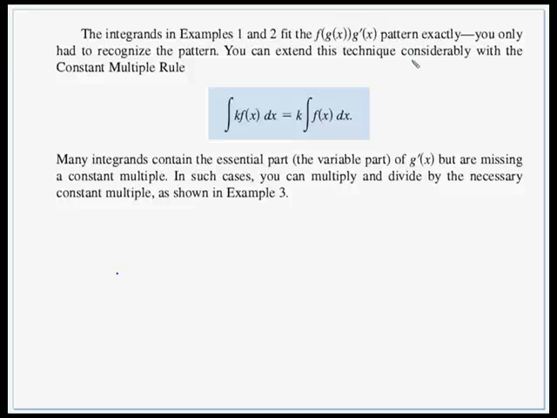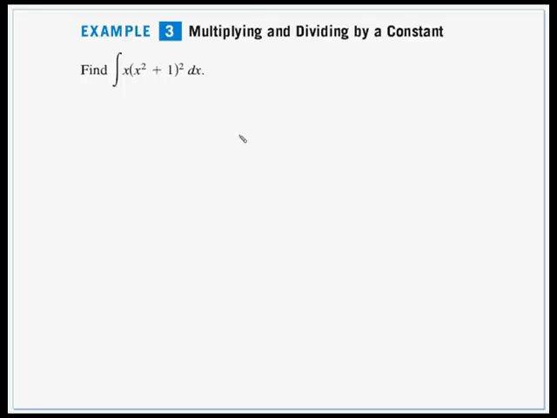You can extend this technique considerably with the constant multiple rule. And remember, that just says we can have a constant inside the integral sign. We can bring it out front, k times that definite integral or indefinite integral. Many integrands contain the essential part, the variable, of the derivative g prime of x, but are missing just a constant multiple. In such cases, you can multiply and divide by the next necessary constant multiple, as shown in the next example, 3.